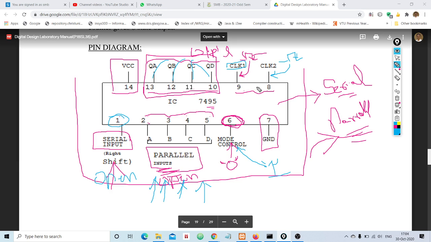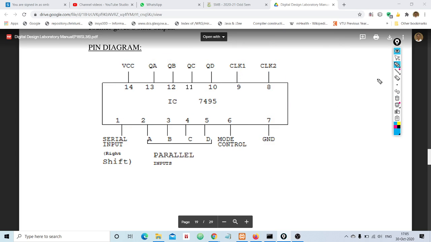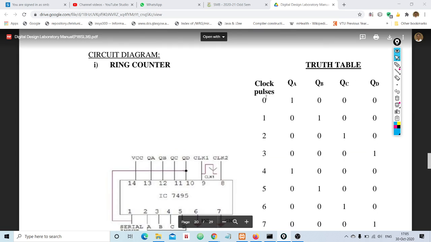So with this understanding, we shall rename this clock 1 as serial clock, so that you can easily understand that when you are using this IC in serial mode, then you can apply clock through this pin number, and we shall rename this clock 2 as parallel clock. Parallel clock means when you are using this IC in parallel mode, then you should apply clock at pin number 8. Clear? So with this understanding, we shall move forward to understand ring counter. Okay, now we shall talk about ring counter.